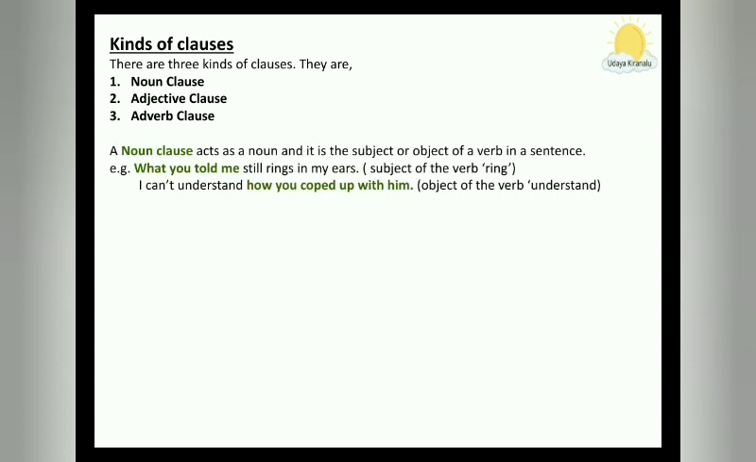Now, kinds of clauses. There are three kinds of clauses. They are noun clause, adjective clause, and adverb clause. A noun clause acts as a noun and it is the subject or object of a verb in a sentence. For example, what you told me still rings in my ears. Here, what you told me is a noun clause and it is the subject of the verb rings.